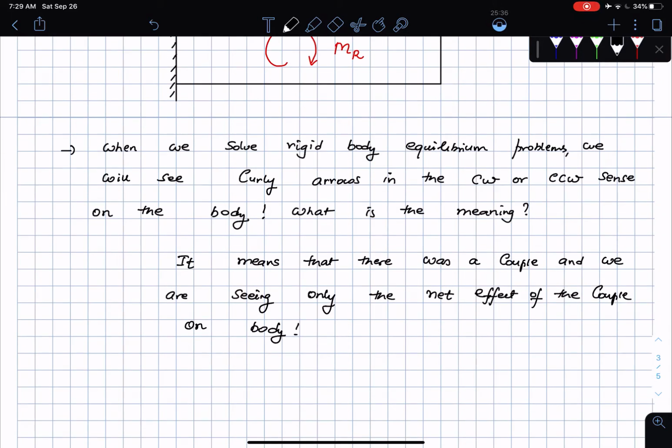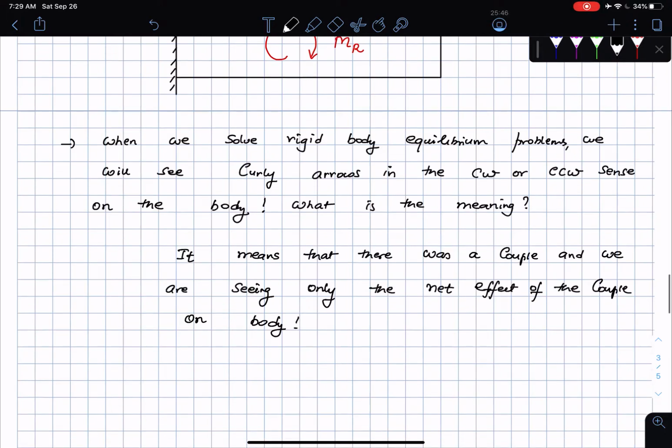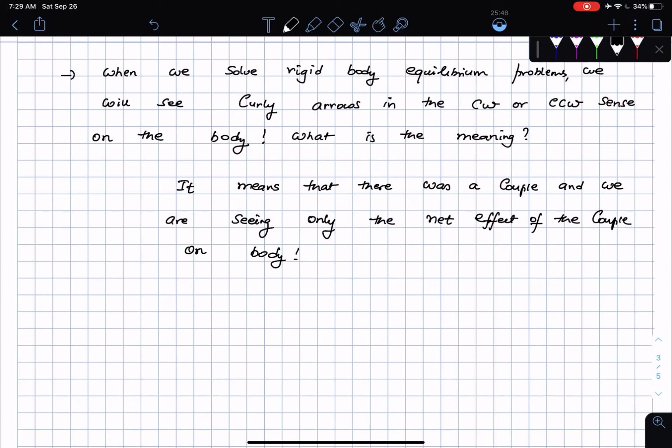Somebody has said, okay, hey, this is a couple, which means that what is it going to do to the body? It's not going to move it anywhere. It will have a tendency to rotate it. So I will just give you the clockwise swirl. Typically, this is an example of a typical figure that you will see when we do rigid bodies, when we do rigid body equilibrium, which is actually our next chapter.